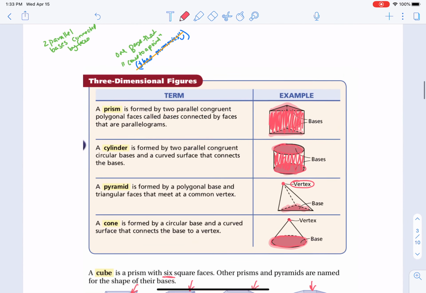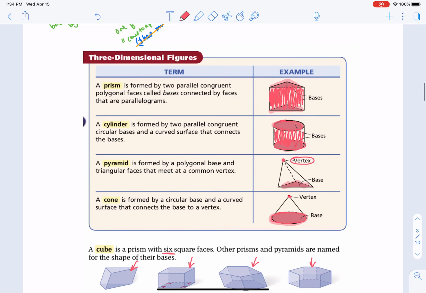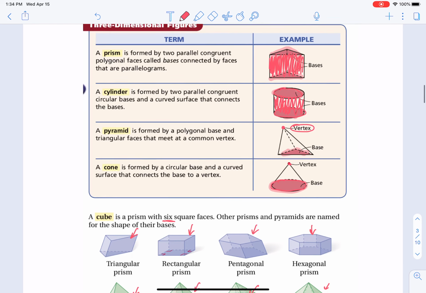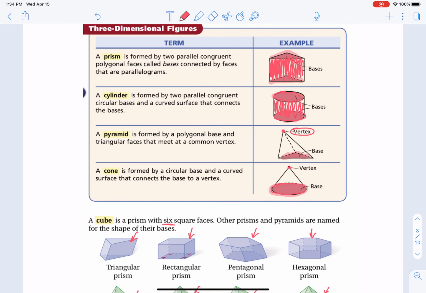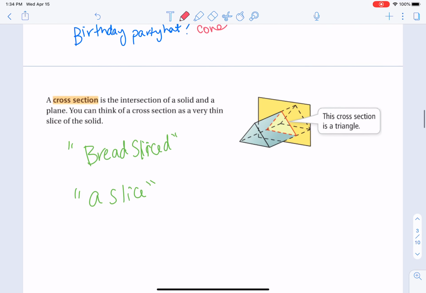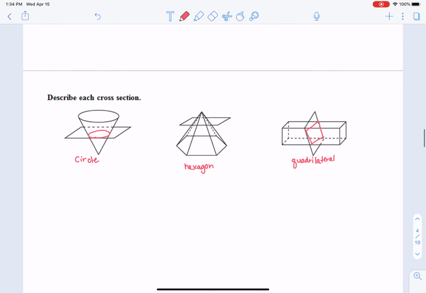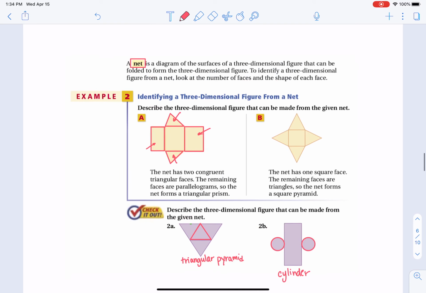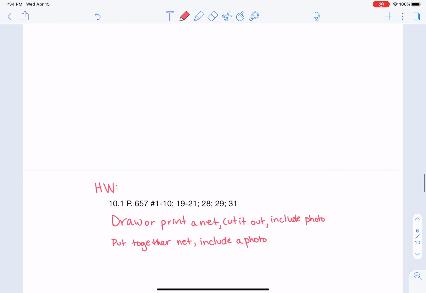A prism is two bases connected by faces. Cylinder has two circular bases connected by a curved surface. A pyramid has one base and the faces go to a point. And then a cone is a circular base and the curved surface goes to a point. So the pyramid, it went to a vertex, and the cone, it went to a vertex. We reviewed some names of types of prisms and pyramids. We looked at bread slicing or cross sections, and we also looked at nets, or what you would need out of a flat piece of paper to create a 3D shape. So that's our definitions for today.